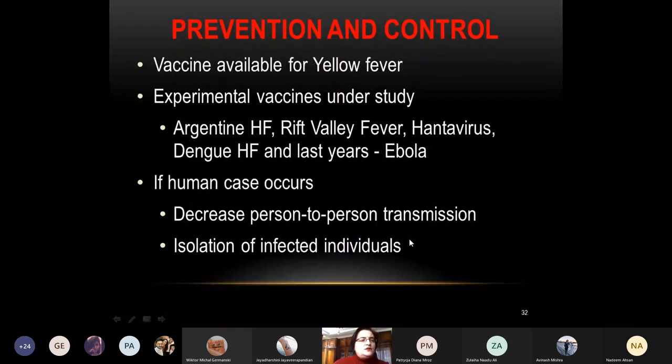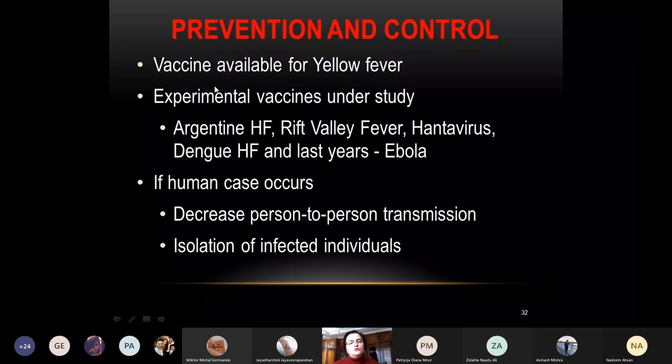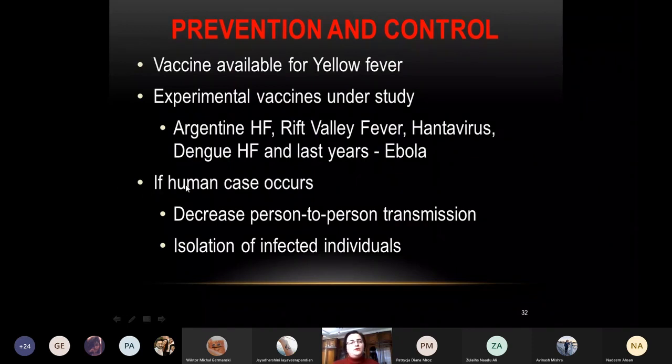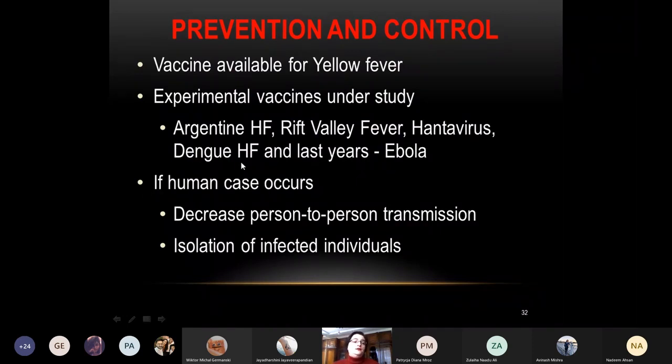The only established and licensed vaccine is for yellow fever, and it has been present for many years already. This live vaccine is safe and effective and gives immunity lasting 10 and even more years. An experimental vaccine is under study for Junin and Machupo viruses, which provides some cross-protection between each other. Investigational vaccines are in the development phase for Rift Valley fever, hantavirus, and dengue.